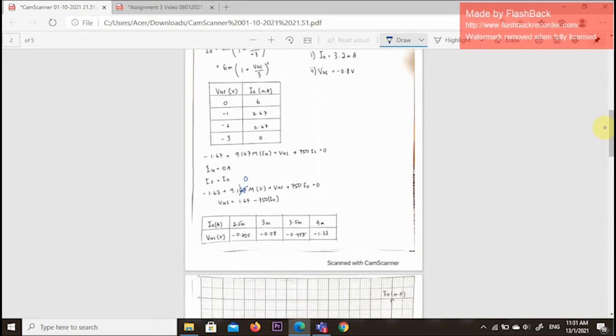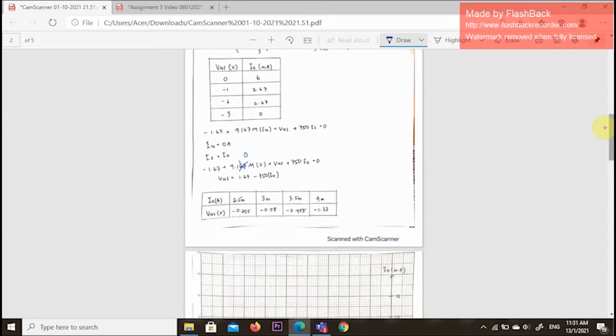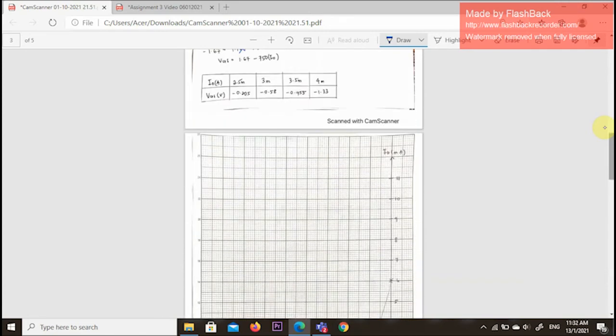Okay, so we construct another table. The values of ID that I choose are 2.5 milli, 3.3 milli, 3.5 milli, and 4 milli. These are the values of VGS that I get: negative 0.205, negative 0.58, negative 0.955, and negative 1.33. Since there are two graphs, there will be an intersection, and that will be our value of ID and VGS.